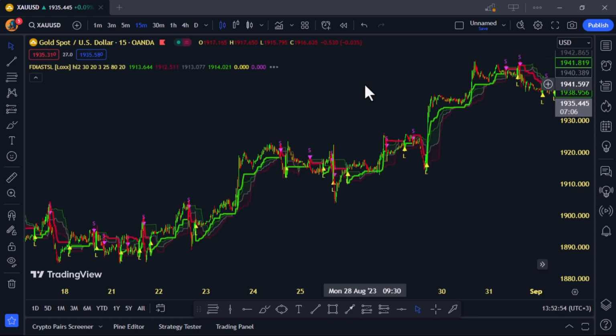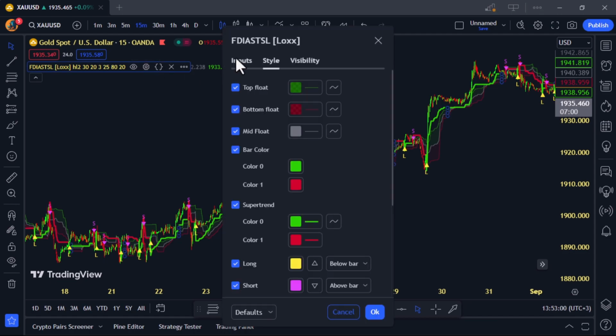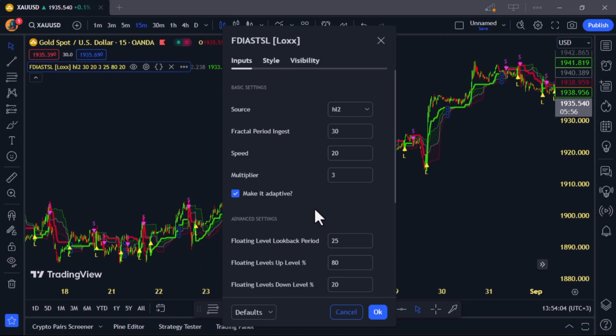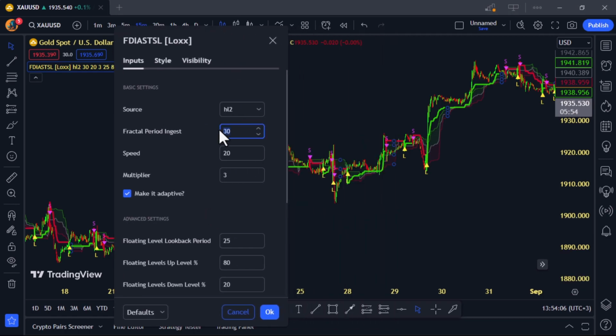Now before we start using this indicator as a trading tool, it's essential to optimize the settings. Go to the indicator settings and adjust them to find the best values, similar to what's shown in the video.